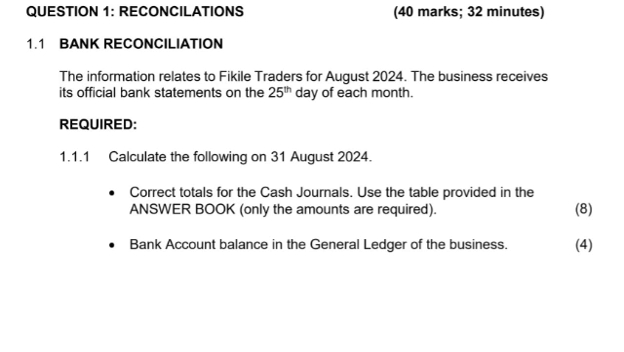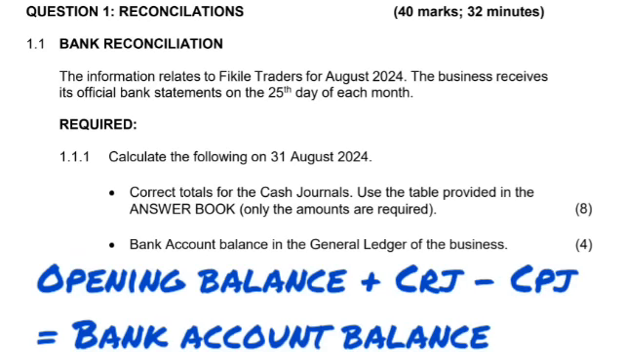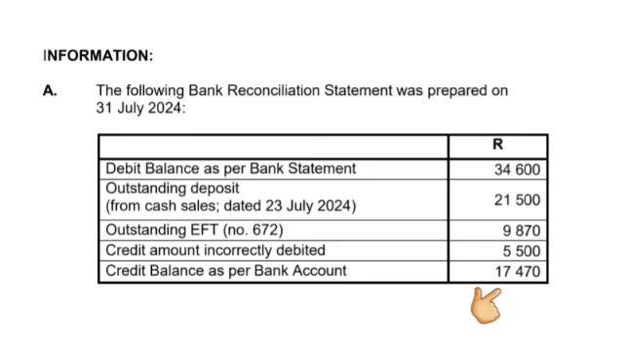The second thing they wanted you to do in 1.1 was to calculate the bank account balance in the general ledger for the business. To do that, we have a formula. The formula is opening balance plus the new CRJ total that we just calculated minus the new CPJ total that we have just calculated as well, and that's going to give you your bank account balance. So let's go find our opening balance. Where do you find it? You find it in information A.